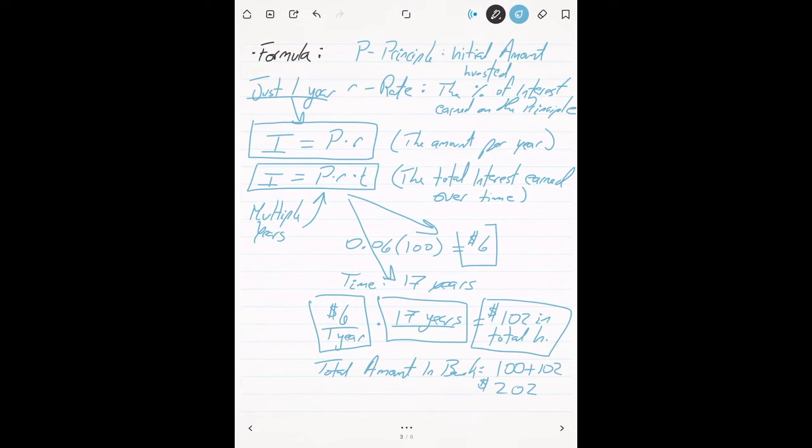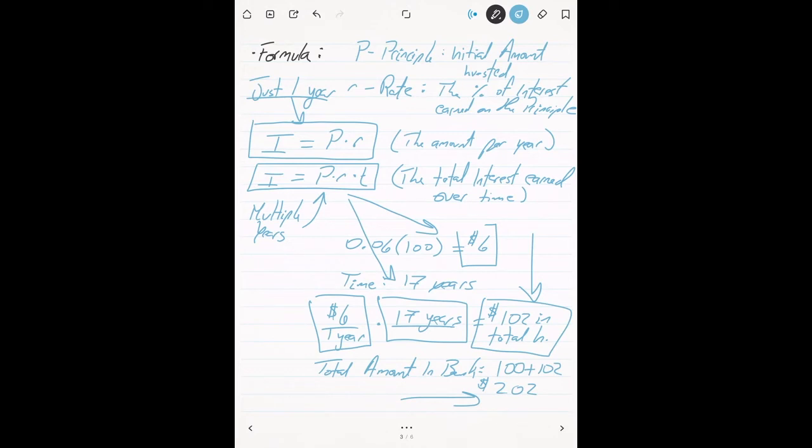So hopefully these two formulas are making sense for how you figure out your interest. But I also want us to have one additional formula, and that's for the total amount of money in the bank. Some of the problems that you'll come across with these simple interest problems, some will ask you how much interest have you earned, and some will ask you what your bank account would then be. What I mean by that is, in this problem, we figured out two things. We first said, how much interest have you earned? That was the $102. I also asked you, what would your bank account then be? That was the $202.